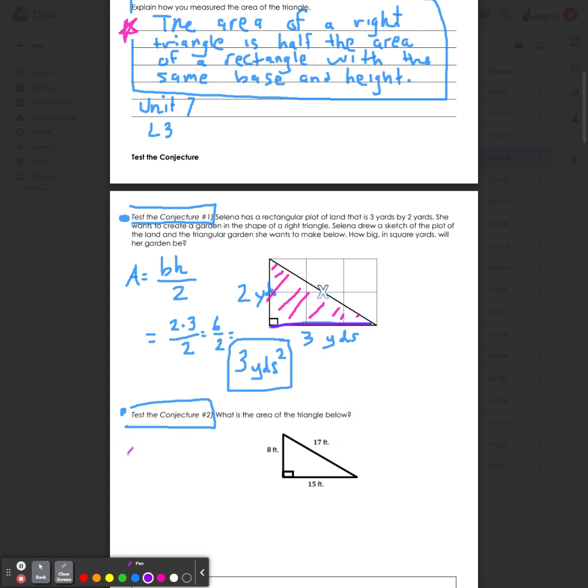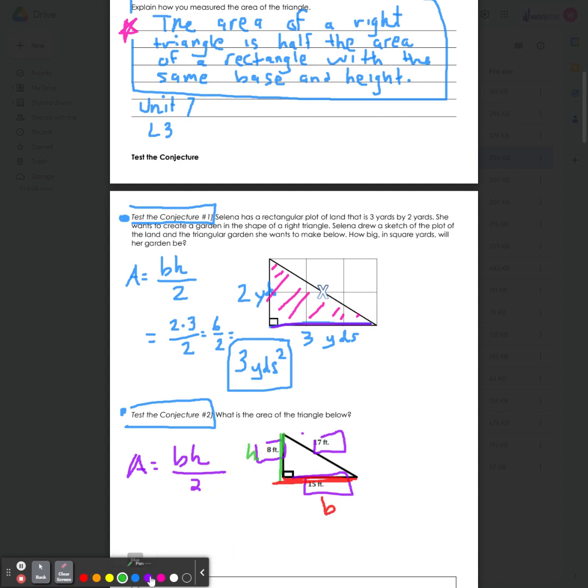All right. Tested conjecture number 2. What's the area of the triangle below? Once again, area is equal to base times height divided by 2. Well, I've got 3 numbers here. How do I know what the base and the height is? Is this the height? Is this the height? Or is this the height? Well, because this is a right triangle, we're going to look at the 2 parts of the triangle that actually form the right angle. And so that's this part here and this part here. So that helps us to identify what the base and the height is. And so we're going to identify this as our base and this as our height.